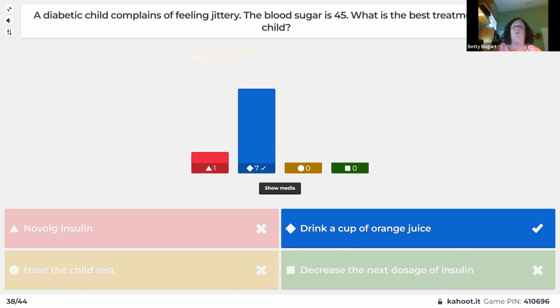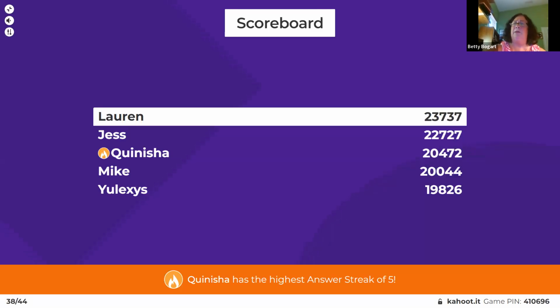And then after that, you would give maybe a turkey sandwich, because the protein with the carbs is a better choice, longer lasting than orange juice. If you give insulin to this child, you're going to have a dead child. So no insulin with a low blood sugar.